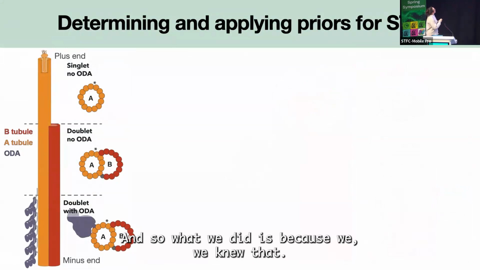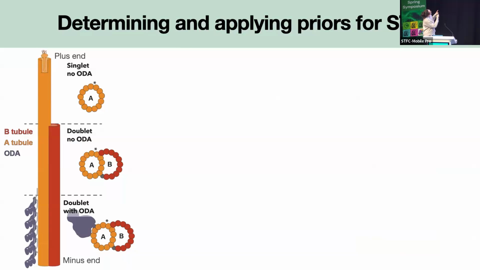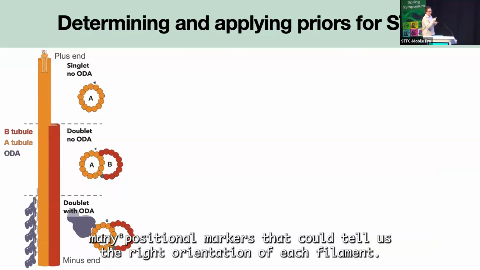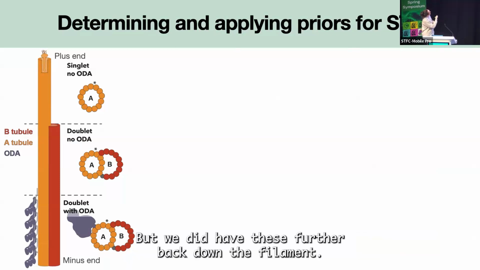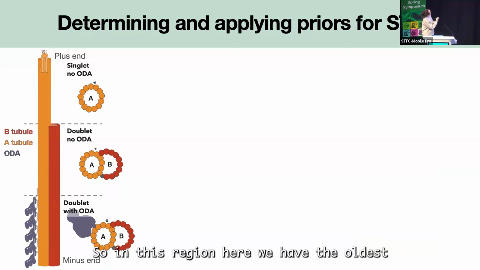And so what we did is, because we knew that in the singlet region at the tip here, we didn't have very many positional markers that could tell us the right orientation of each filament, right? But we did have these further back down the filament. So in this region here, where we have the outer dynein arms bound and the B tubule.